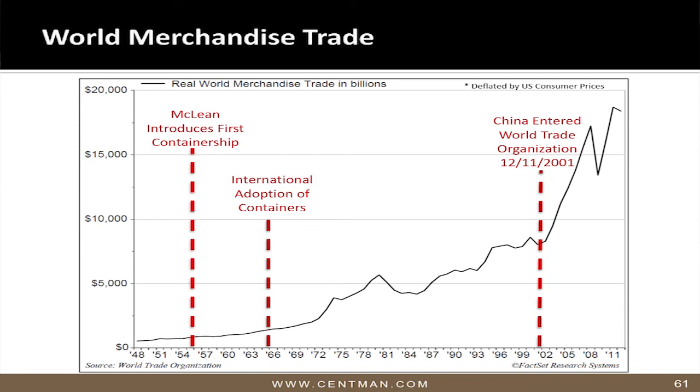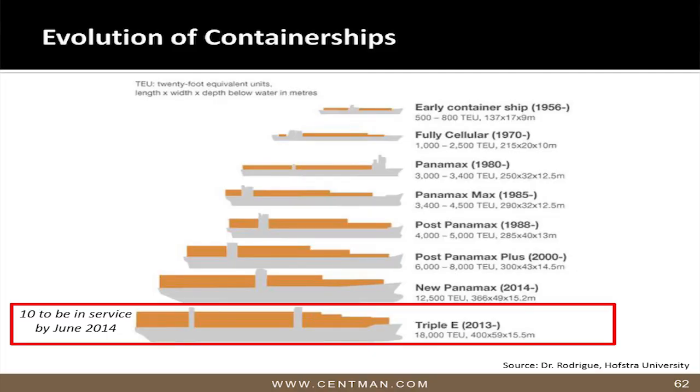For the 35-year period from 1966 to 2000, that's the year just before China entered the World Trade Organization, global trade increased 7 times. And after China was in the World Trade Organization, global growth increased 2.5 times. So you can imagine with this kind of growth, the shipping companies had to respond. This next chart, we look at the evolution of container ships.